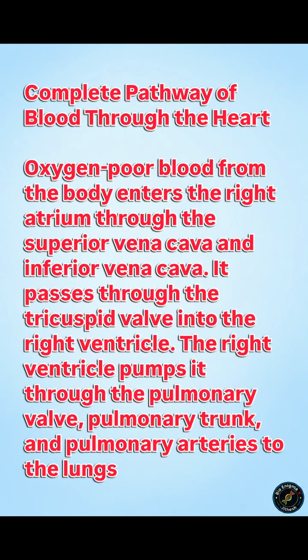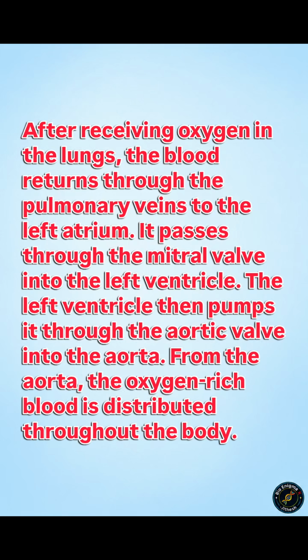Complete pathway of blood through the heart. Oxygen-poor blood from the body enters the right atrium through the superior vena cava and inferior vena cava. It passes through the tricuspid valve into the right ventricle. The right ventricle pumps it through the pulmonary valve, pulmonary trunk, and pulmonary arteries to the lungs. After receiving oxygen in the lungs, the blood returns through the pulmonary veins to the left atrium. It passes through the mitral valve into the left ventricle. The left ventricle then pumps it through the aortic valve into the aorta. From the aorta, the oxygen-rich blood is distributed throughout the body.